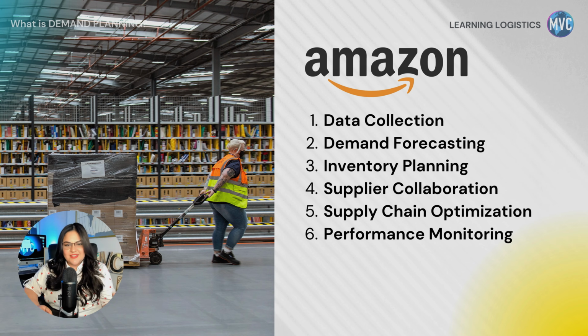Now, overall, as you can see from these steps, or this process that Amazon has, the demand planning process is really complex and a very sophisticated system that allows them to meet the ever-changing demands of their customers. By using advanced analytics, machine learning, and supply chain optimization techniques, Amazon really is able to forecast demand accurately, plan inventory levels effectively, and optimize their supply chain to deliver products to customers.